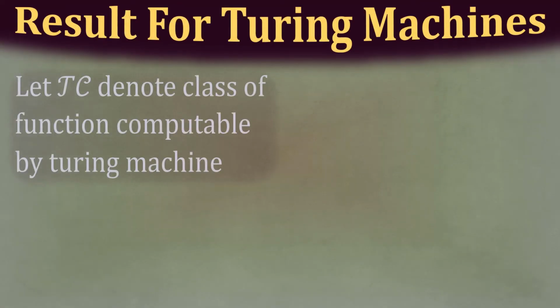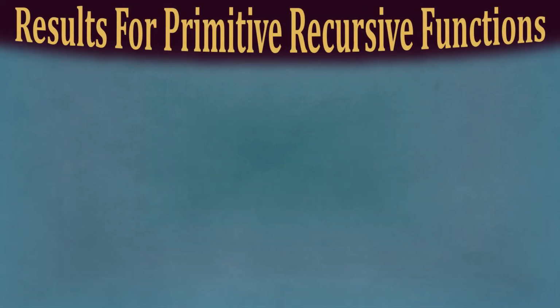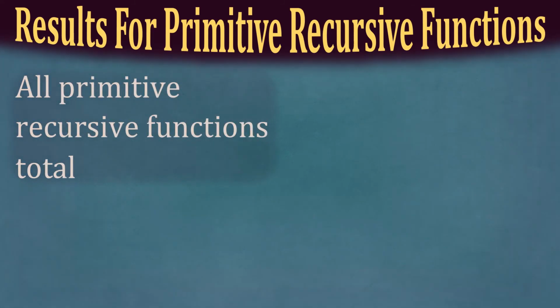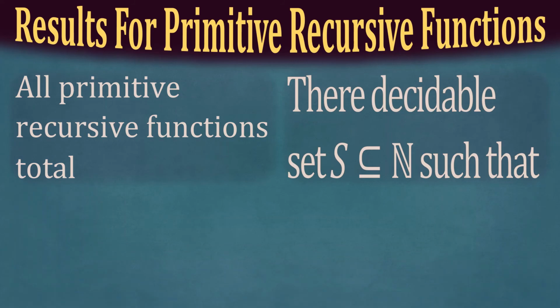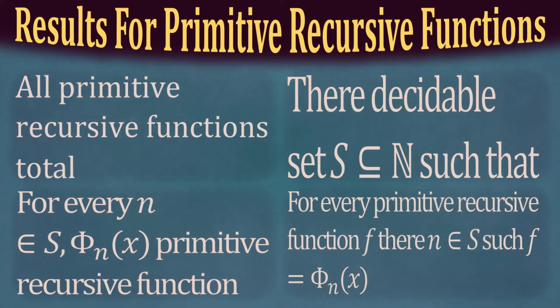Now let's give an important result for Turing machines. Let Tc denote the class of functions computable by a Turing machine. Then Tc is exactly the class of URM computable functions. Now let's give results for primitive recursive functions. All primitive recursive functions are total. Also, there is a decidable set S in the naturals such that first, for every n in S, phi sub n of x is a primitive recursive function. Second, for every primitive recursive function f, there is some n in S such that f equals phi n of x.